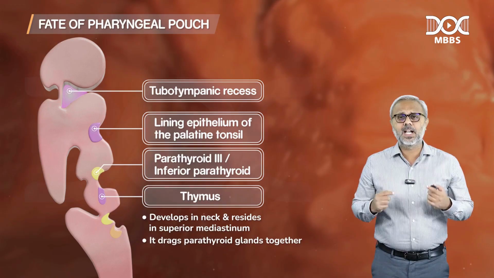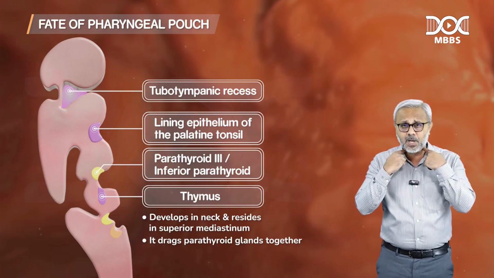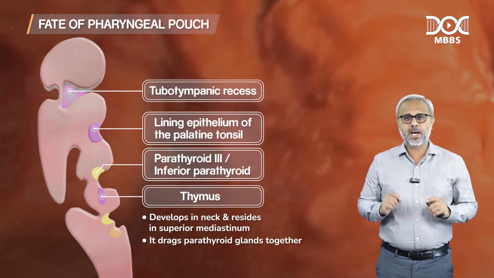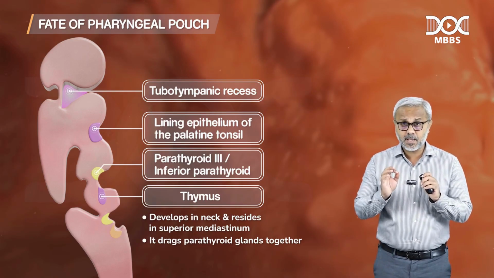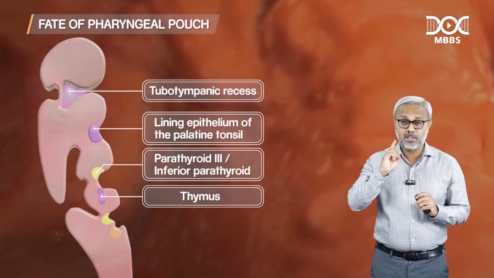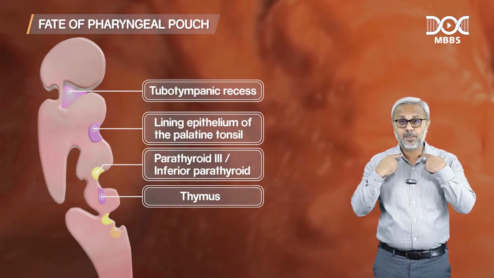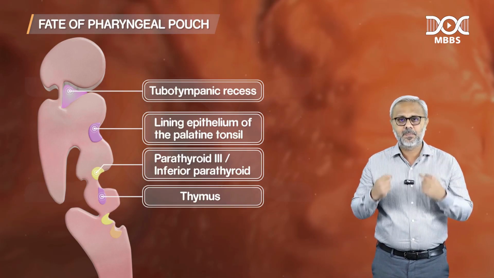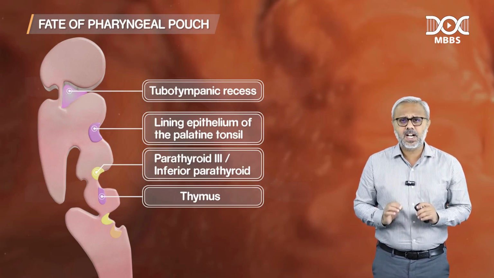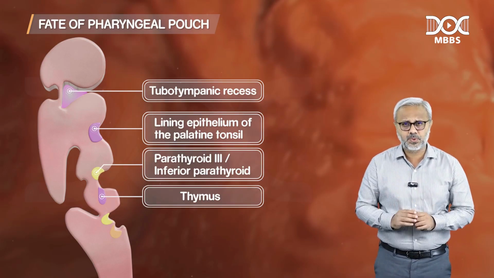As the thymus is descending down, it actually drags the parathyroid glands together. So the parathyroid glands which develop from the third pharyngeal pouch are called parathyroid 3 or inferior parathyroid. This is a peculiarity. The inferior parathyroid develops from the third pharyngeal pouch, whereas the superior one develops from the fourth pouch. Are we clear? Right. This is regarding the derivatives of the third pharyngeal pouch.